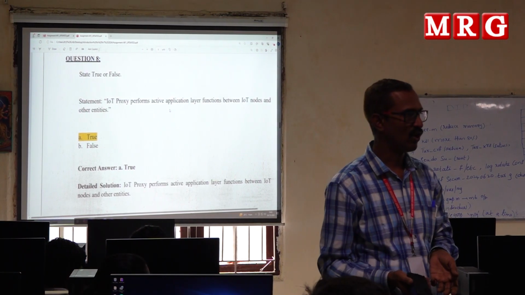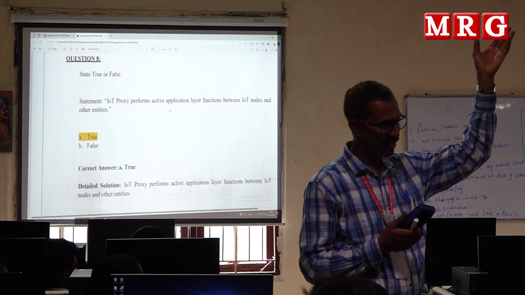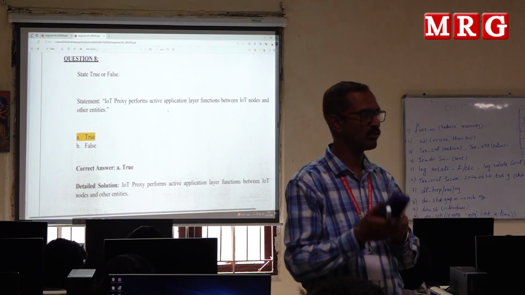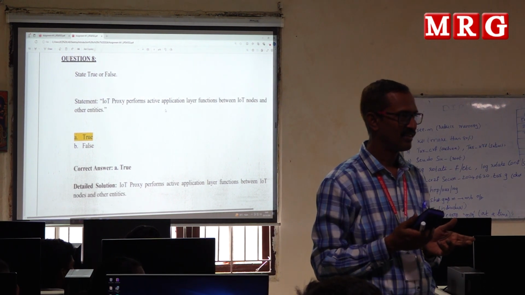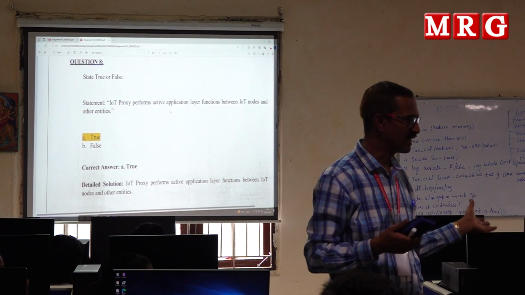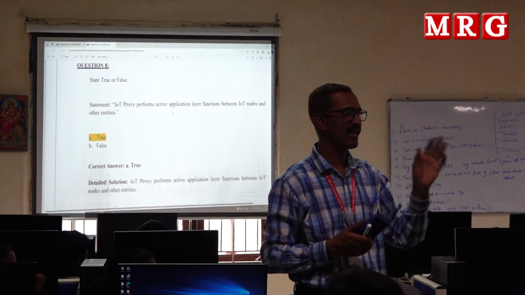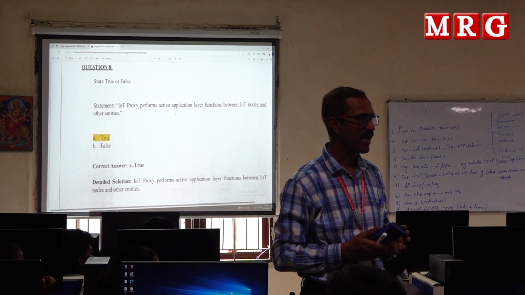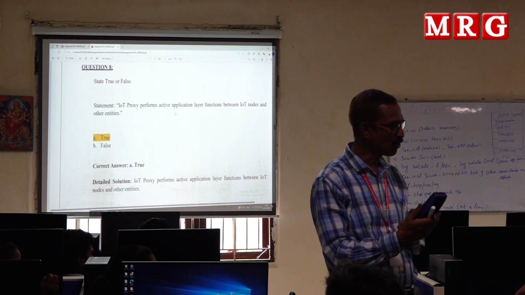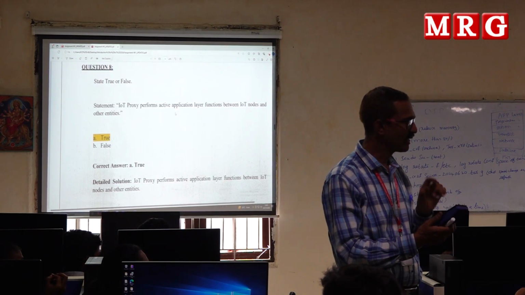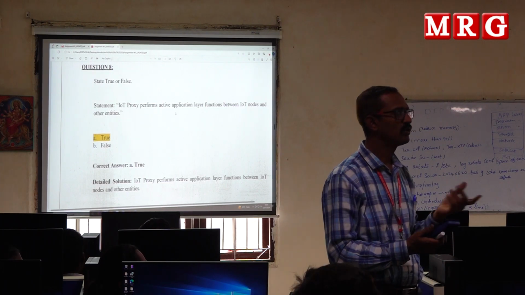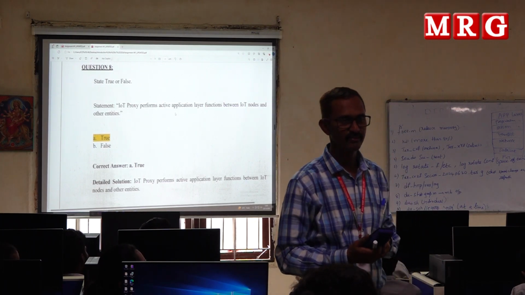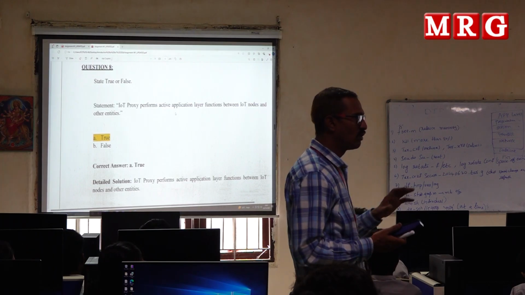I am here in college, but I am accessing data of my home, which is somewhere else. Maybe even in the US I can access any data, through the internet. Once it is connected to the internet, anywhere I can access, anywhere I can monitor, and I can control, not just monitor. I can switch on, I can switch off. I can do so many things.